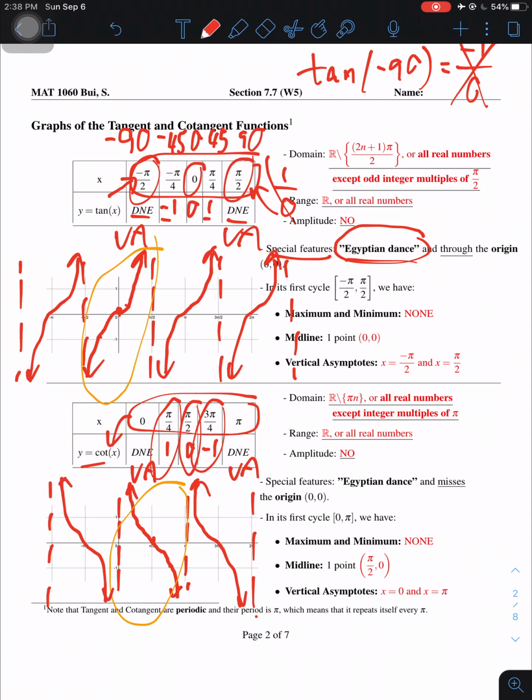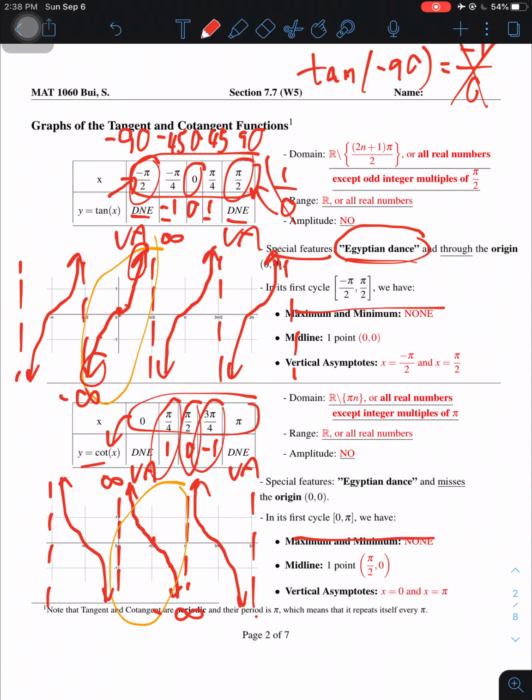Okay, so now let's talk about the max, min, and midline like before. Max and min we have none, right? Because as you can see, each of the parts in there doesn't reach a specific maximum or minimum. They go all the way to infinity up here, and they go down all the way to negative infinity down here. And same goes for cotangent, right? So that means that we have no maximum and no minimum.